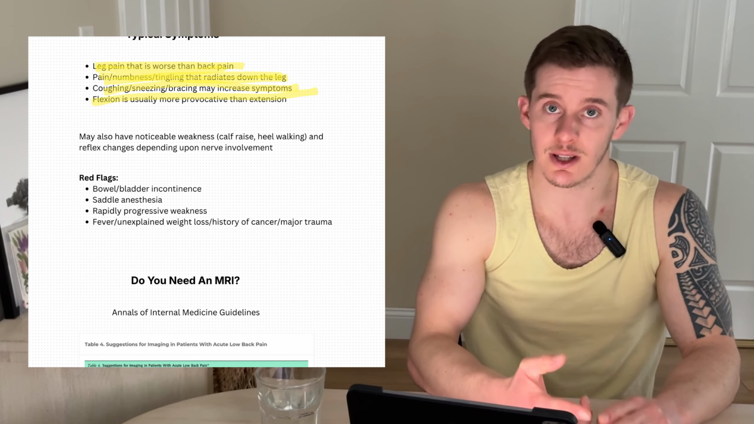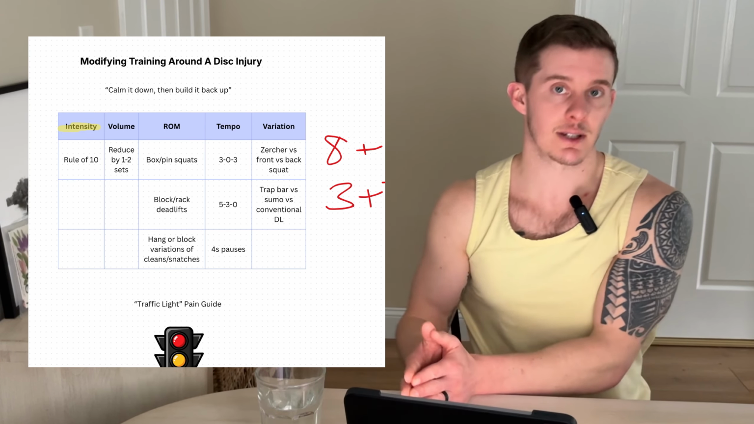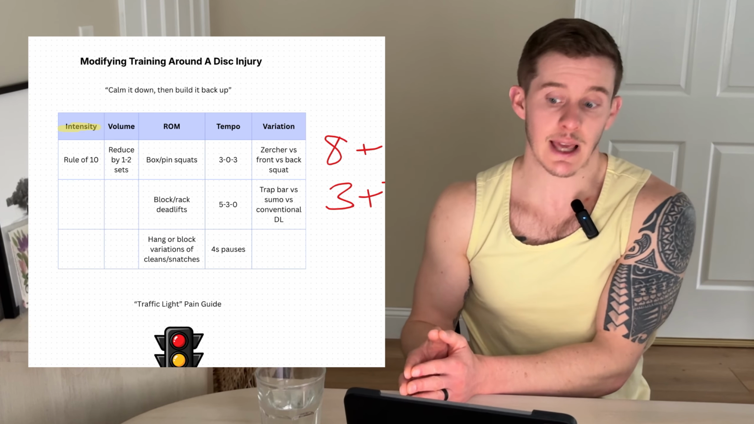On the other hand, if you have 3 out of 10, it still needs to equal 10. So this time you can use an RPE of 7. It is basically just a good way to modify your intensity around the pain. The more severe the pain is, the lower the RPE or the lower the intensity you should train with. The less severe the pain is, the higher the intensity or the higher the RPE can be.